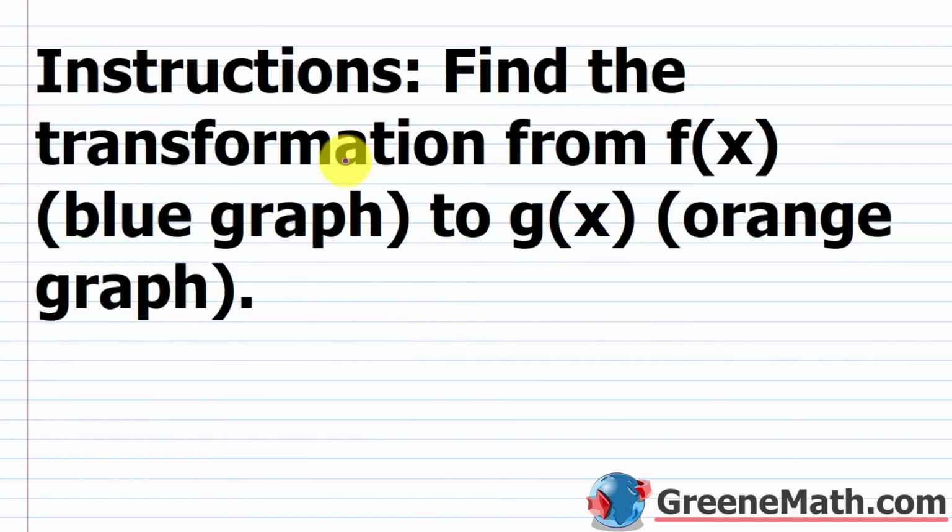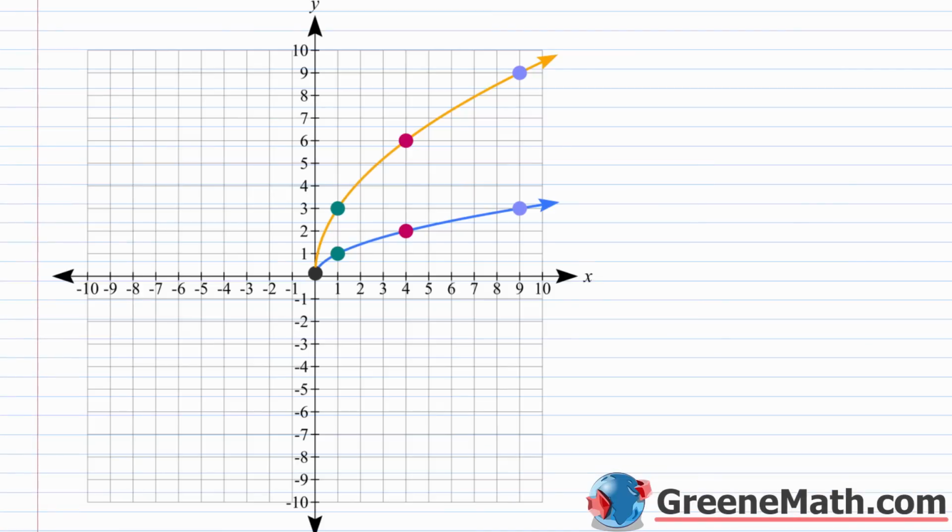Now we want to find the transformation from f of x, the graph in blue, to g of x, the graph in orange. This will be for problem 9. This is the graph in orange, our g of x function, and this is the graph in blue, our f of x function.